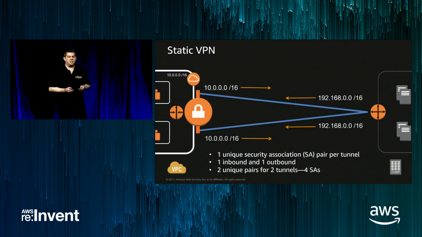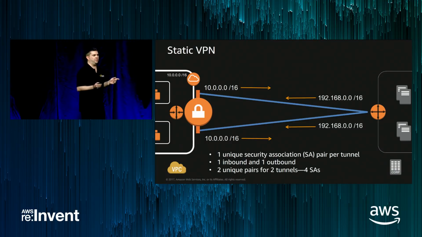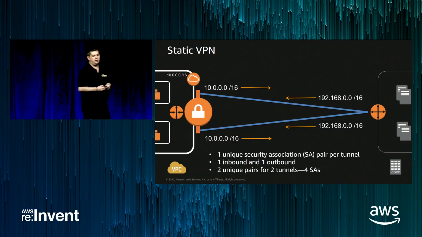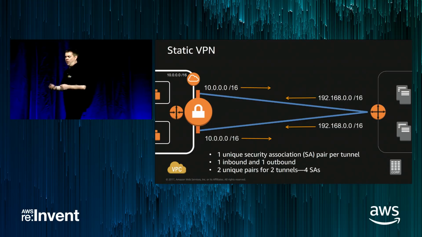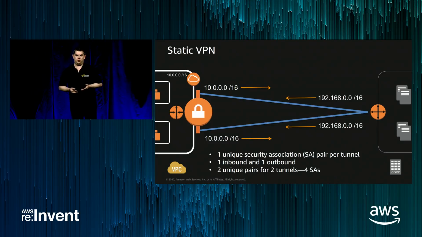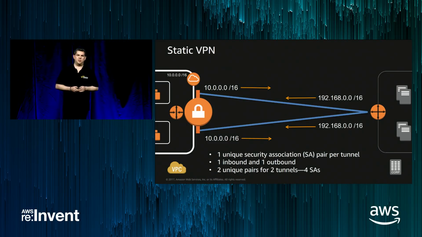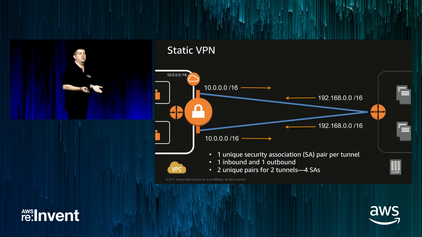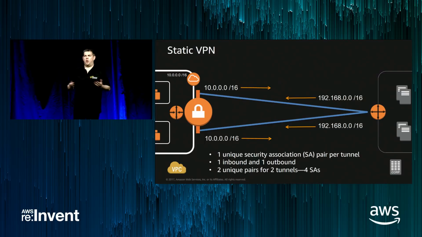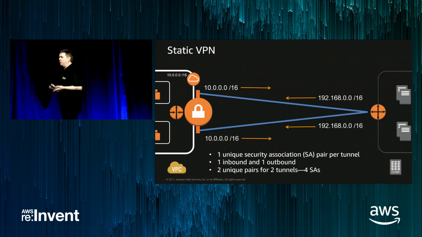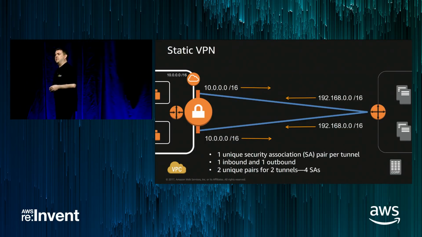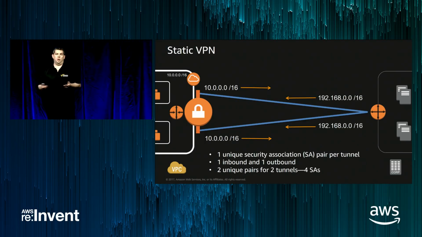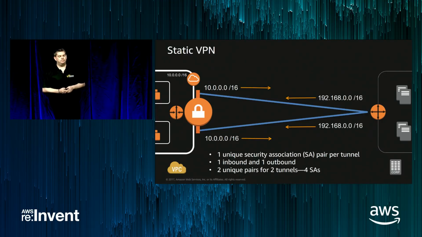Now, what this means is that we have to create security associations for these mappings of IP addresses. So there is one unique SA per tunnel, one inbound, one outbound. That means over 2 tunnels, we have 4 security associations. Now, that's fine if you can summarize all of your IP addressing in your data center or on premises as one nice CIDR range, but quite often that's not the case. So what do you do if you have multiple blocks of IPs that you use in your data center and that you want to be reachable over a static VPN connection?